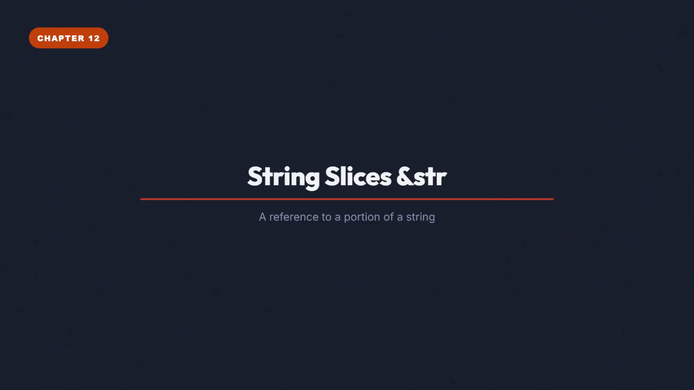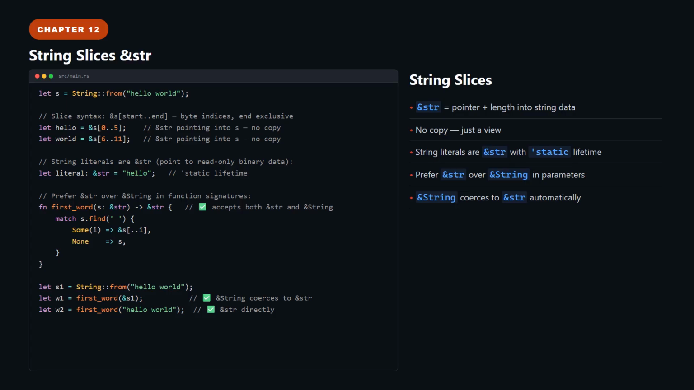Chapter 12. String slices, &str. &str is a string slice, a fat pointer containing a pointer into string data and a length. No ownership, just a view. String literals are &str, pointing to read-only binary data. Prefer &str over &String in function parameters. It's more flexible, with the same performance.